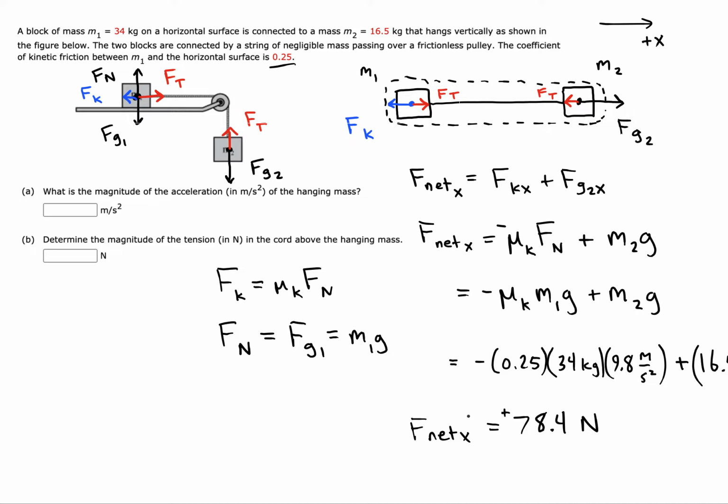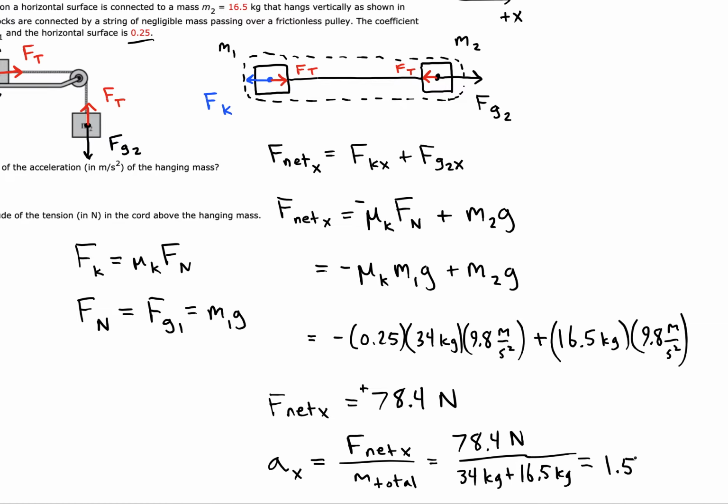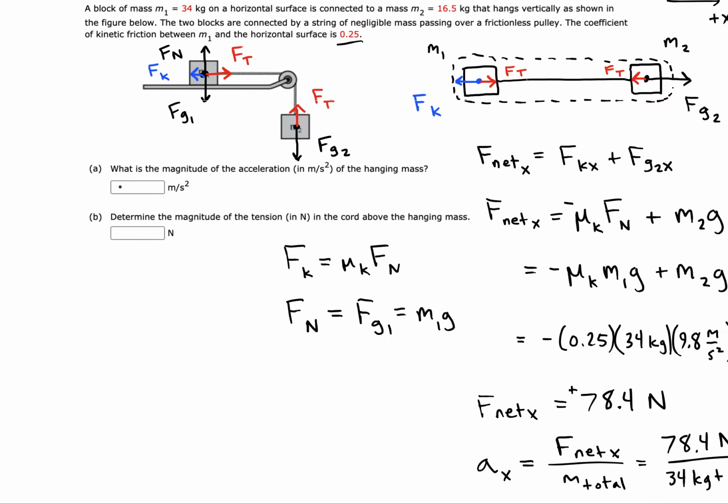Alright, so now let's get the acceleration. That'll be found by dividing our net force by the total mass, though. So we're going to have 78.4 newtons, and let's see, 34 plus 16.5. I get 1.55 meters per second squared. That'll be our acceleration.